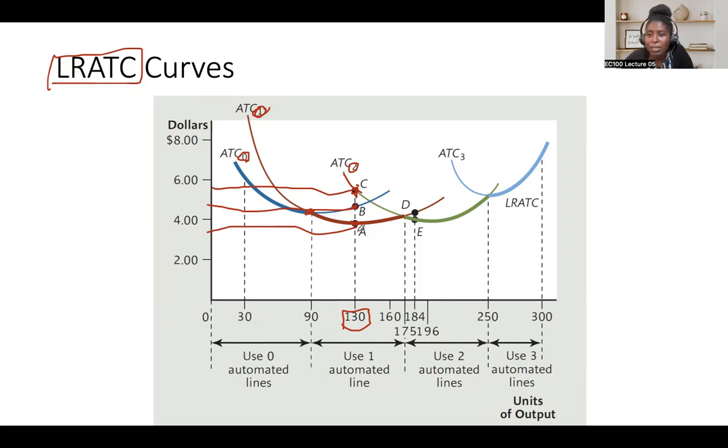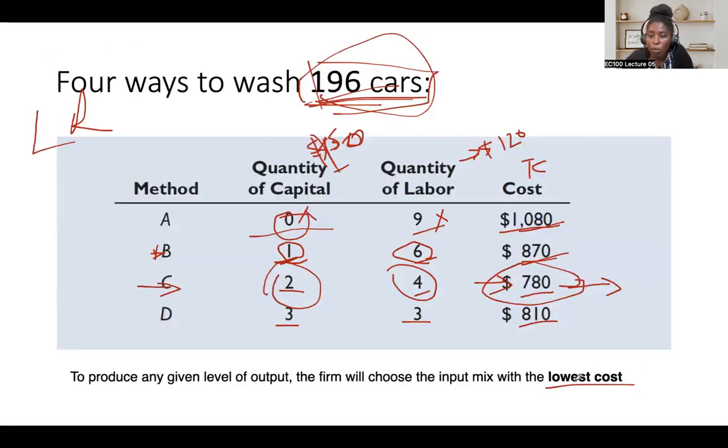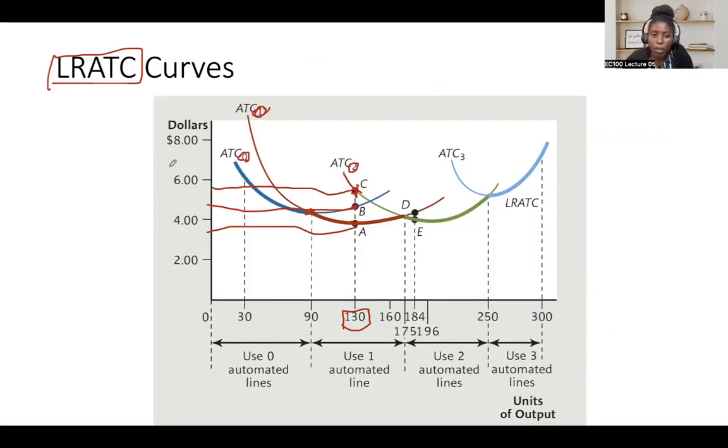Which input mix is the best? The one with the lowest cost. If you compare the costs, A gives you the lowest cost. Even the graph here, you see this is where it's at the lowest. So for these 130 units, the lowest cost is this. At this point, you better choose ATC1.